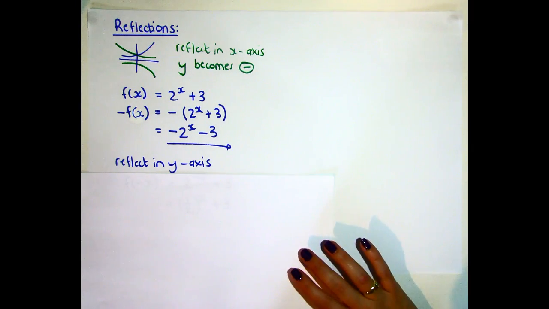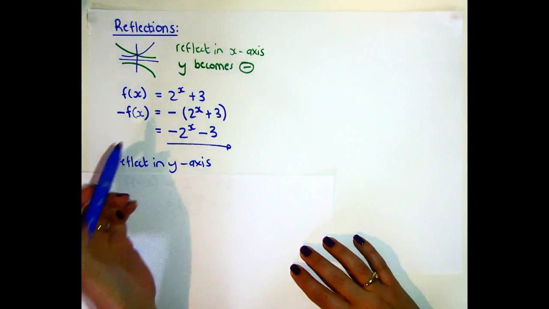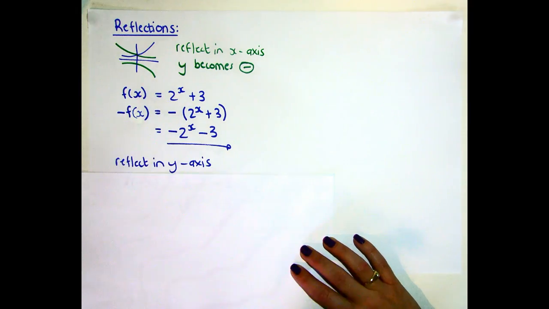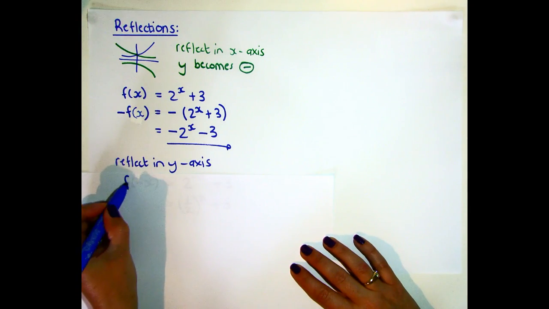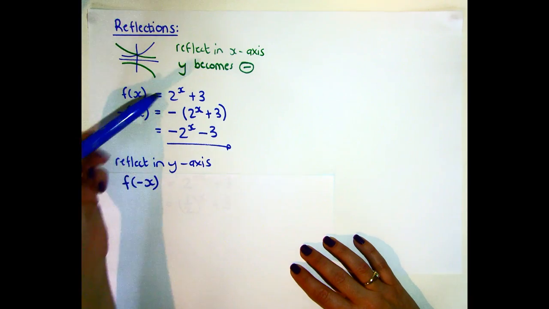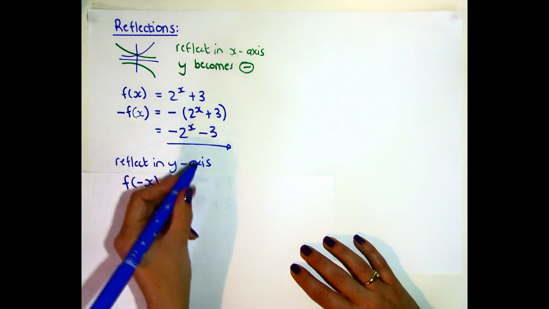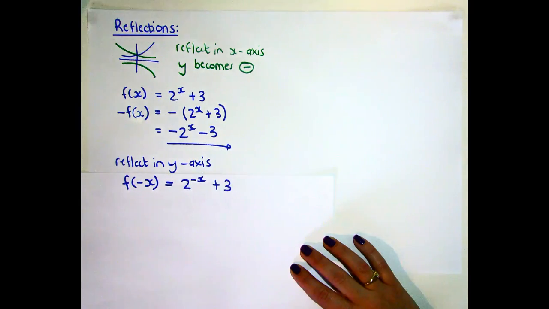When we reflect in the y-axis, the x becomes negative. So where we see an x in the original equation and in the notation, we now write a negative x. So it was f of x, it's now going to be f of negative x. That means where we see an x, we write a negative. So it's going to be 2 to the negative x, and then we're adding 3 onto the end.